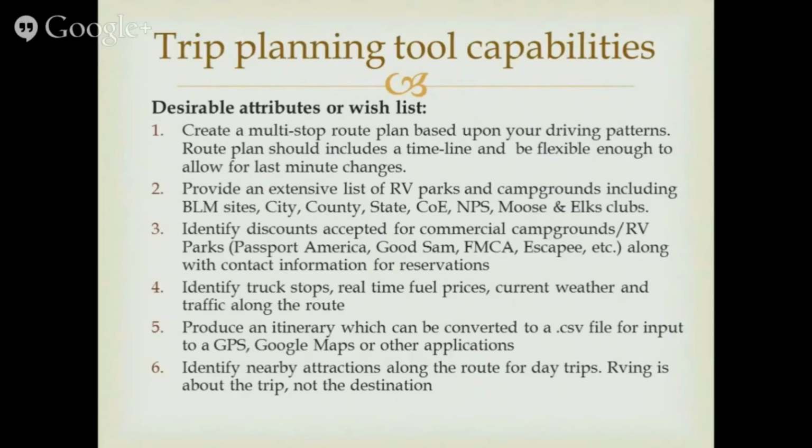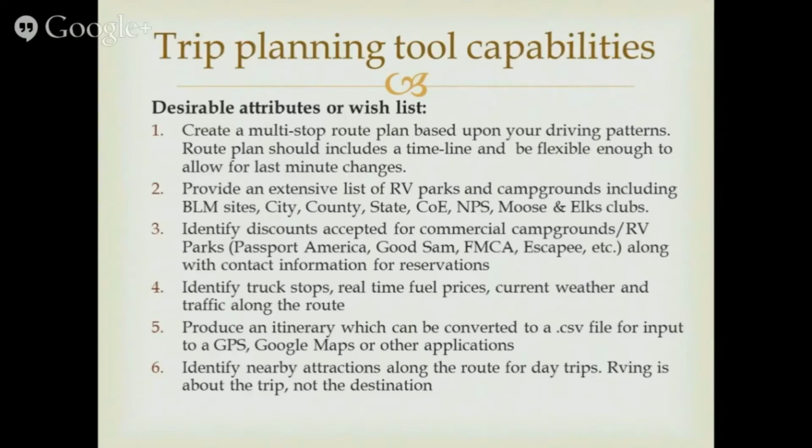The first thing that I've listed here, and by the way, these items are listed in no particular order, is to be able to create a multi-stop route plan based on your driving patterns. A route plan should include a timeline and be flexible enough to allow for last-minute changes. So if, for example, you lay out a 4 or 5 month trip, you should be able to craft in a rough timeline for that.